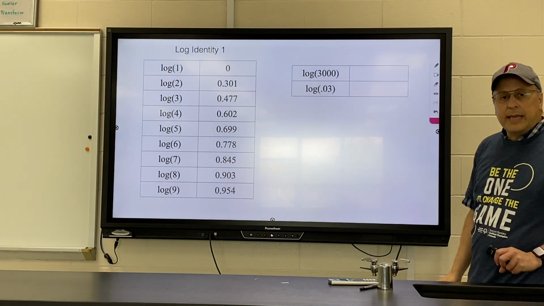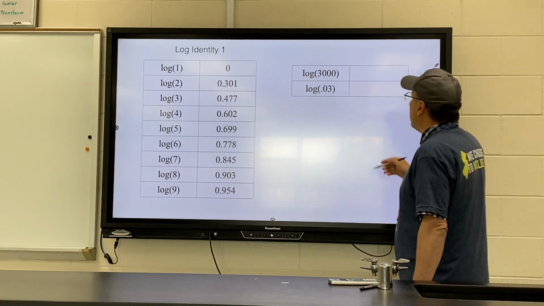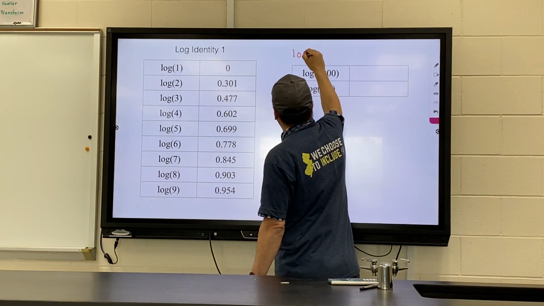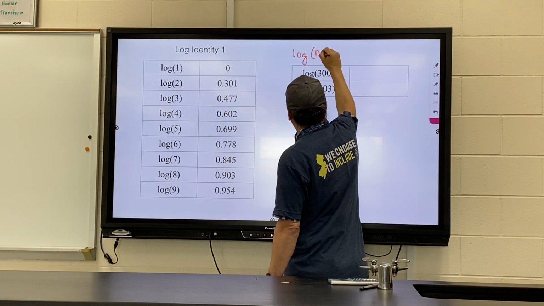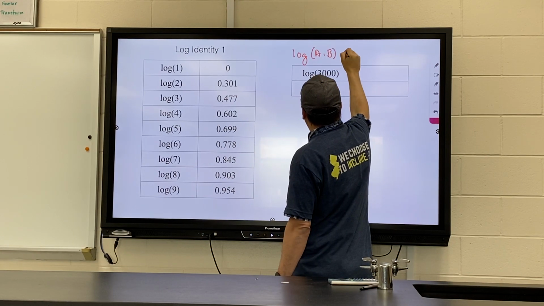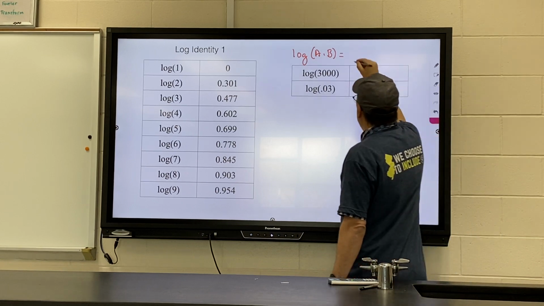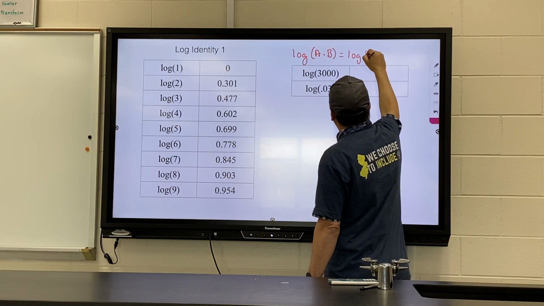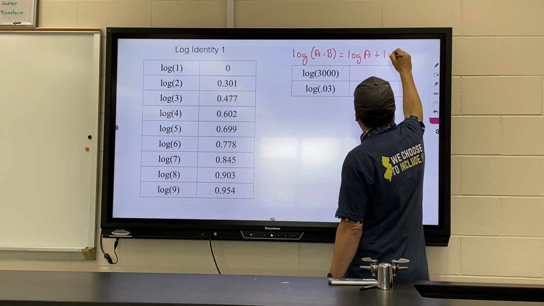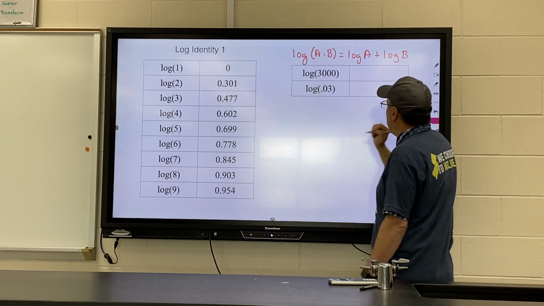Okay, so for log identities, there's 3 of them. The first log identity I want to prove to you is that if you have 2 numbers that are multiplied together, and you took the log of that, you would get the same answer as if you added the log of the 2 individual numbers.